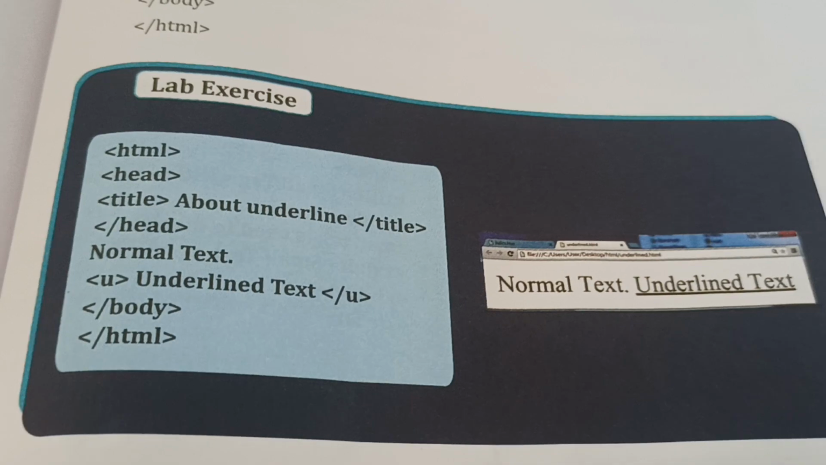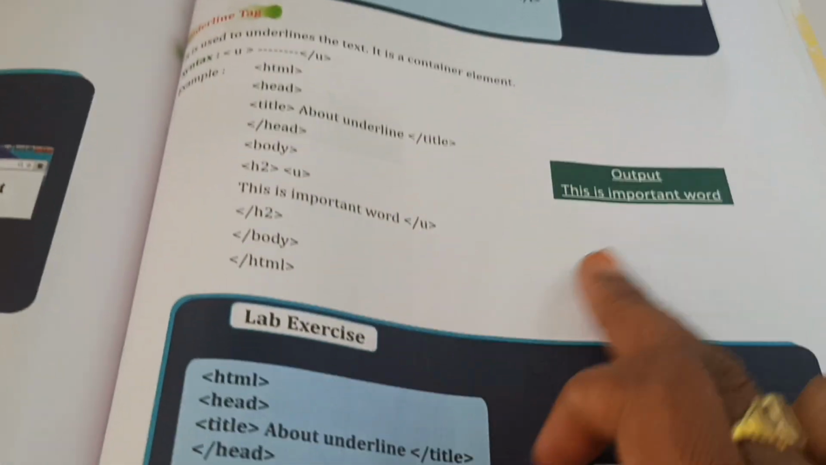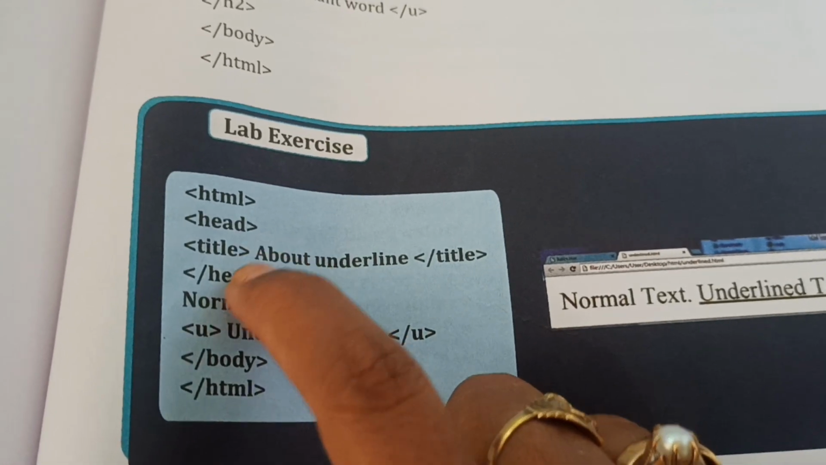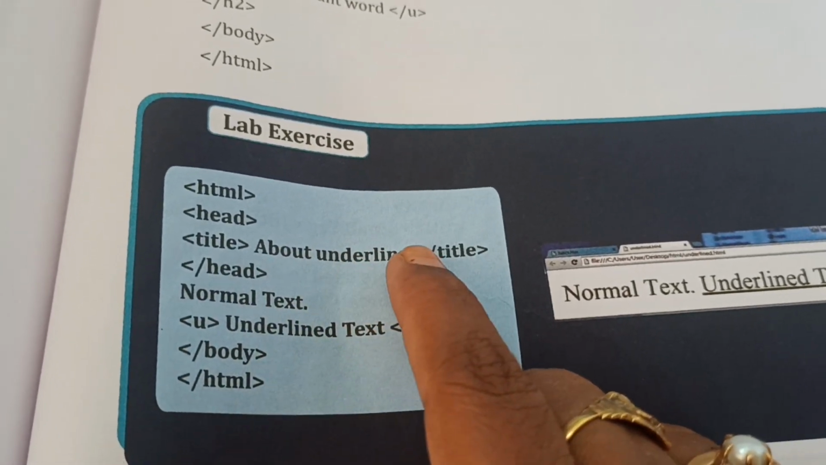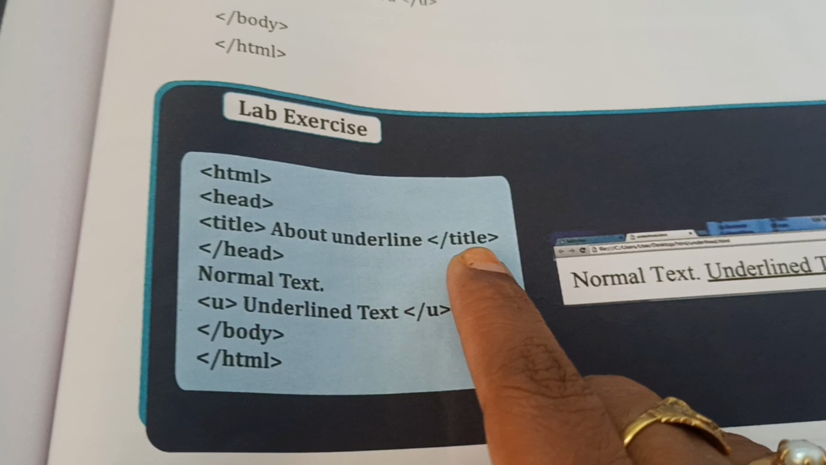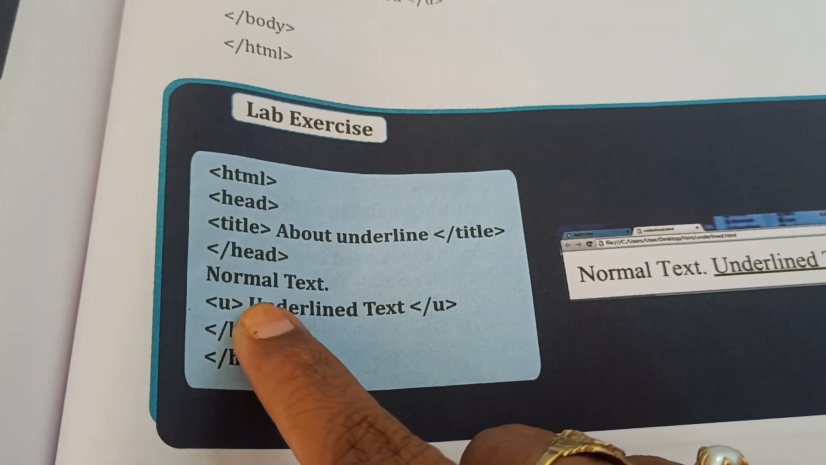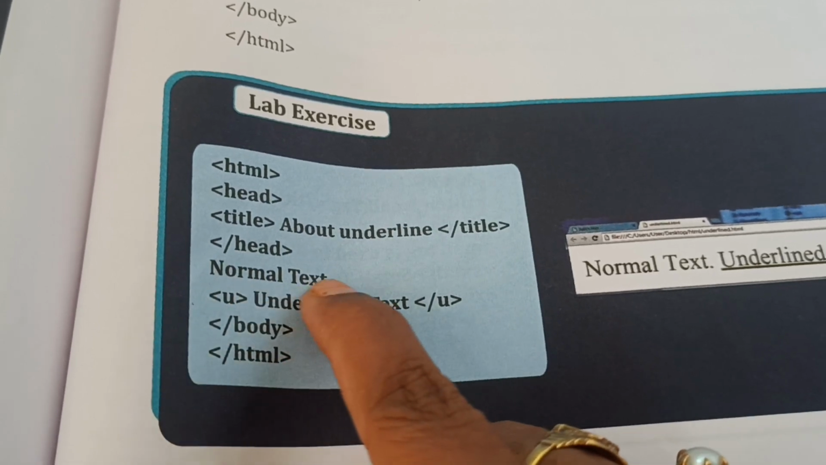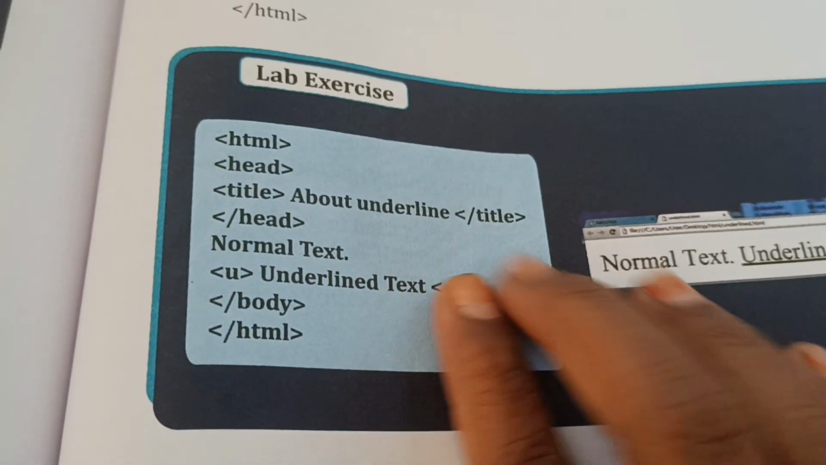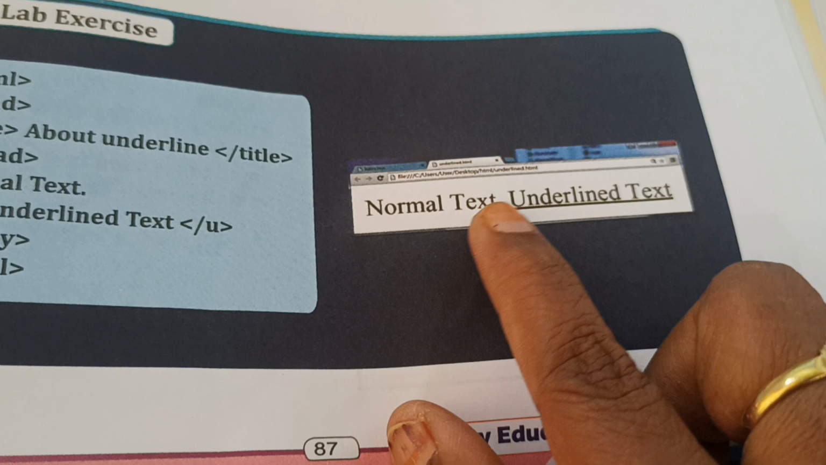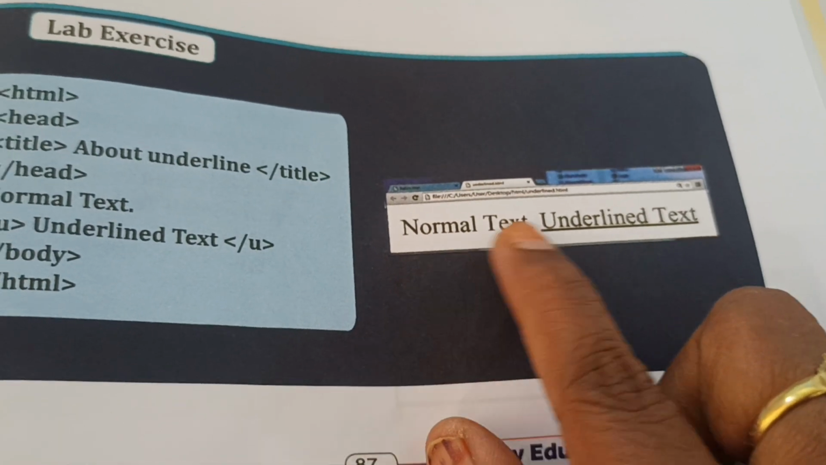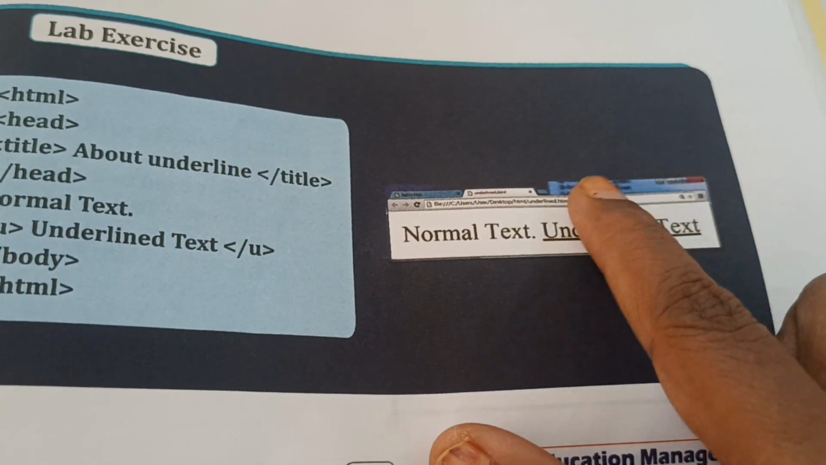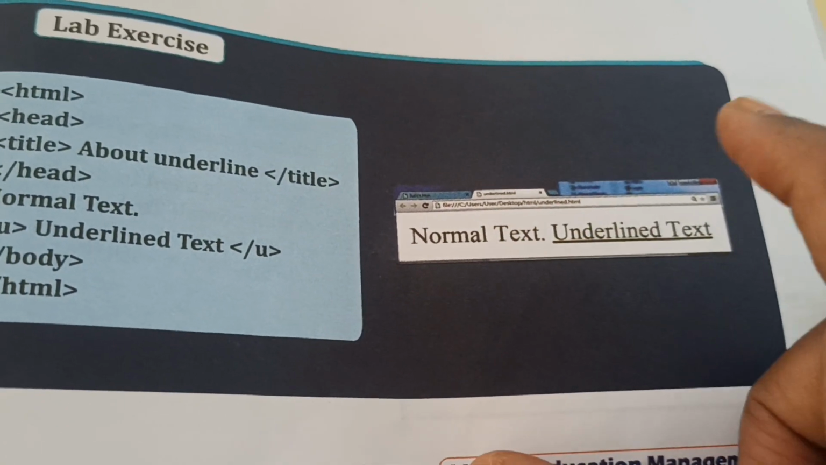See here, HTML underline program. Second program, this one: HTML, head, title, about underline, title closing bracket, heading closing bracket. Normal text is this word, in this sentence completely normal. See, observe here, there is no underline. Okay, in the underline text word, that sentence has the underline.